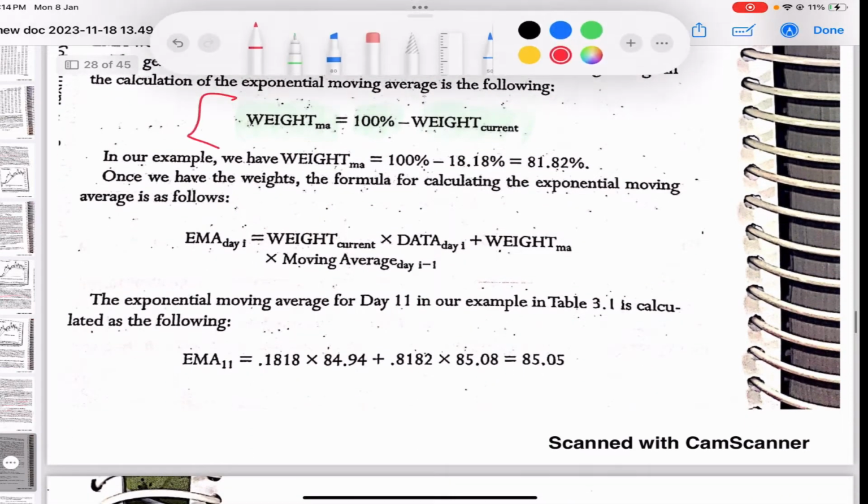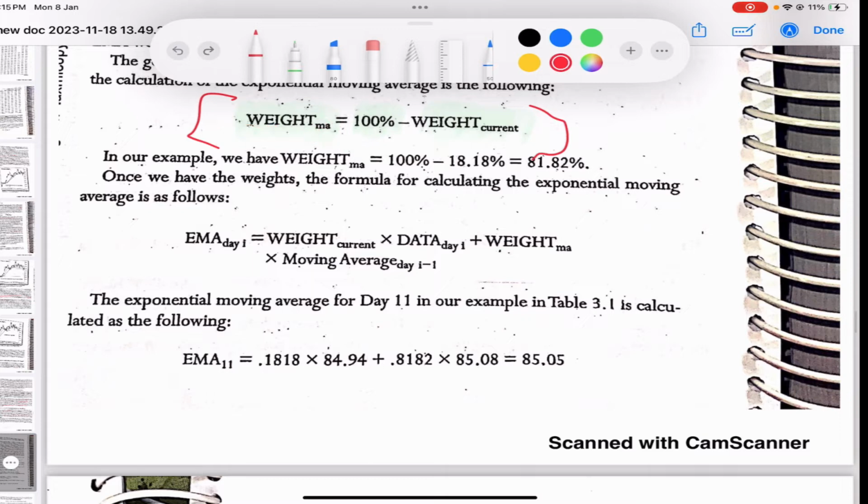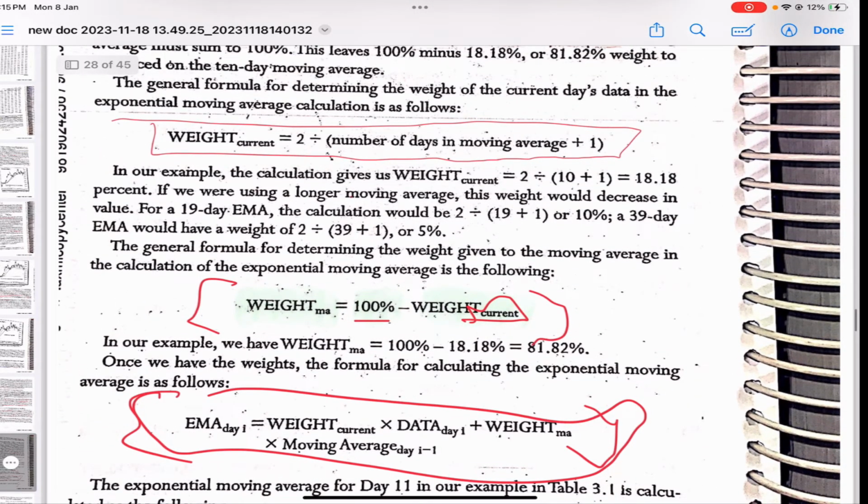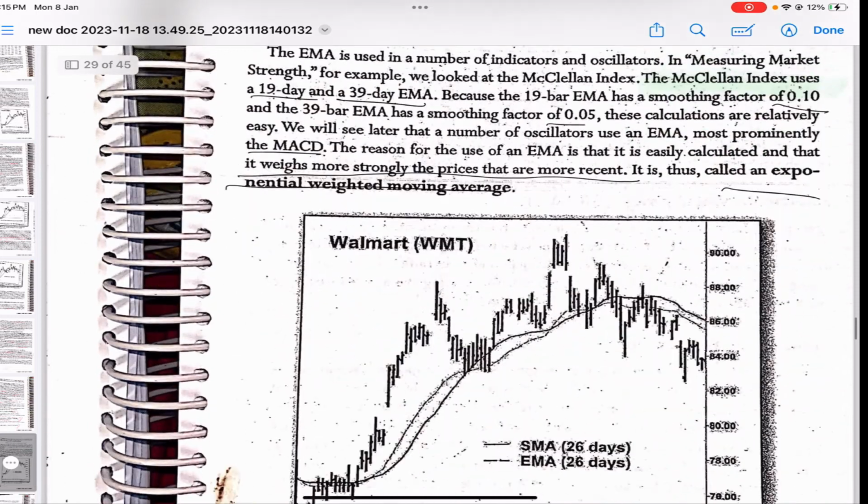Now, this is another formula. Weight of the moving average is equal to 100% minus weight of the current. Current is basically, if I'm calculating it right now, that is current. Keep that in mind. And this is one more way of how they calculate EMA. You don't have to learn this particular formula, but you need to know what exactly EMA does and which problem it was taking care of, the drop off effect. And the weight of the current? Weight of the current is equal to 2 divided by number of days in the moving average plus 1. Now, that is my EMA.